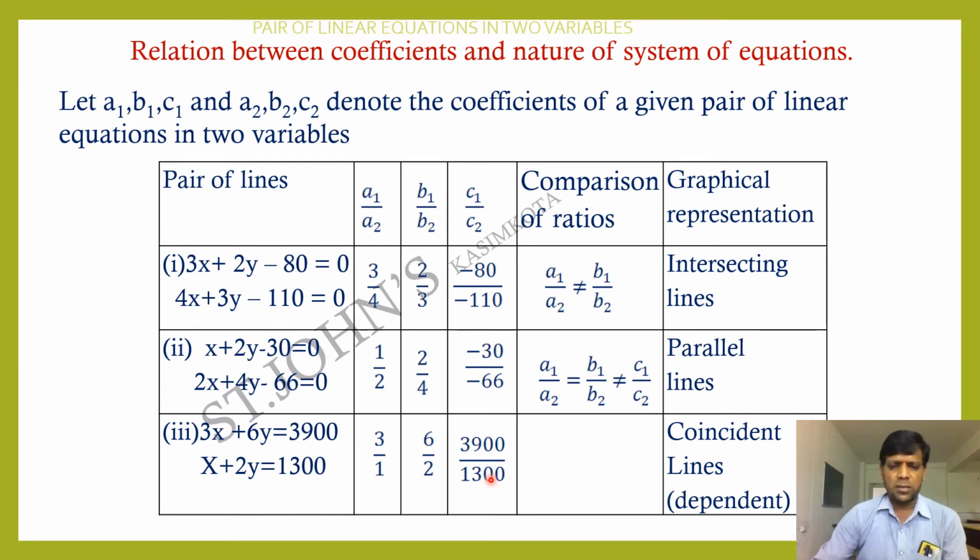Now what do you observe? a1 by a2 equals b1 by b2 equals c1 by c2. All are equal, which means the lines are coincident lines or dependent lines. Coincident lines are dependent. These three are the conditions for a pair of linear equations.